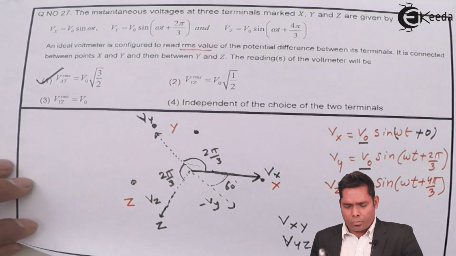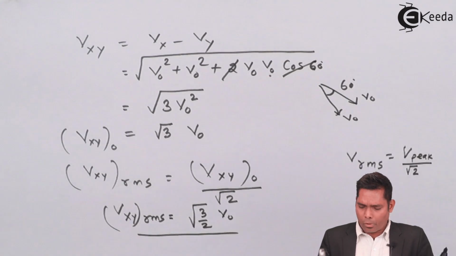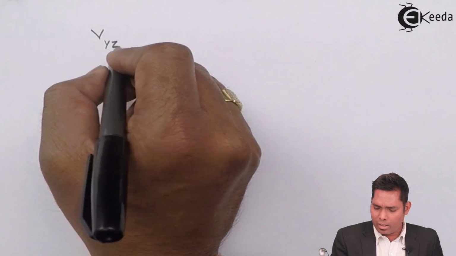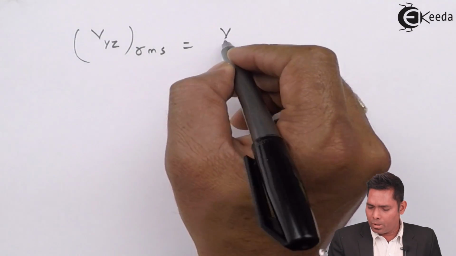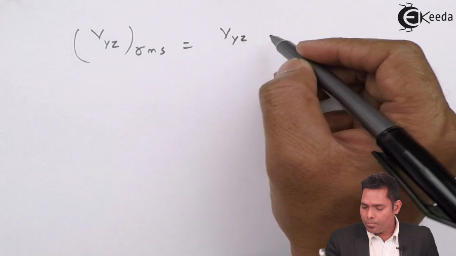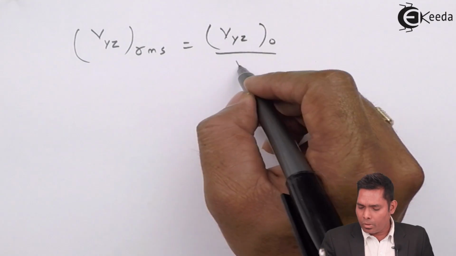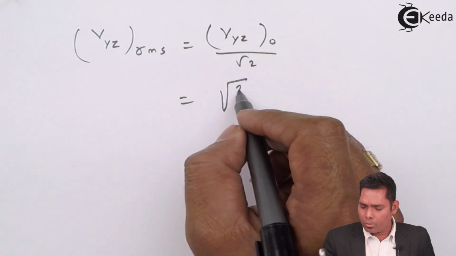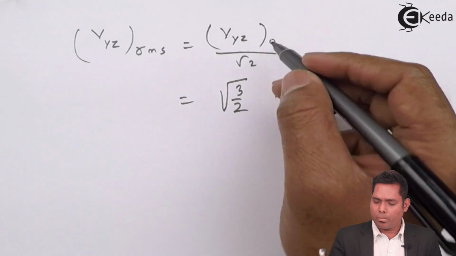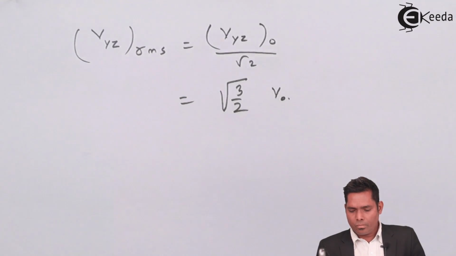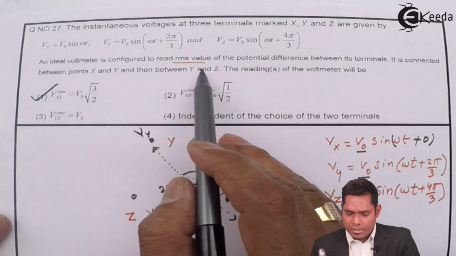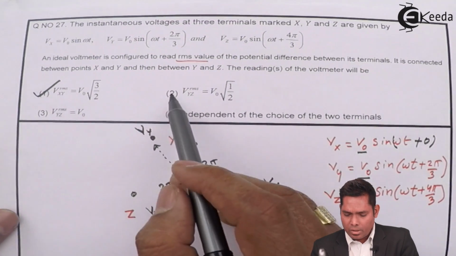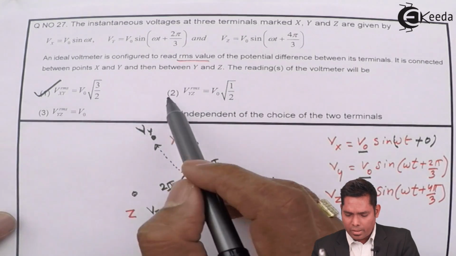So irrespective of whichever two consecutive points you connect, between Y and Z the RMS value will be the Vyz peak value divided by root 2. So this comes out to be again root 3 by 2 V0. This will remain the same. So for Y and Z, this one is correct. This is not right. This is not right.